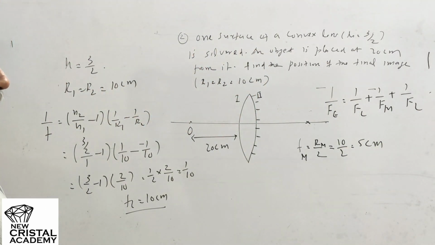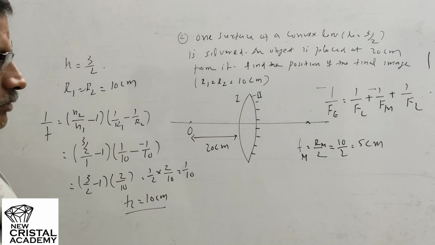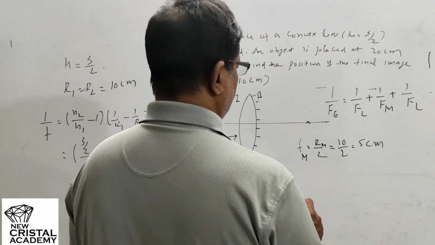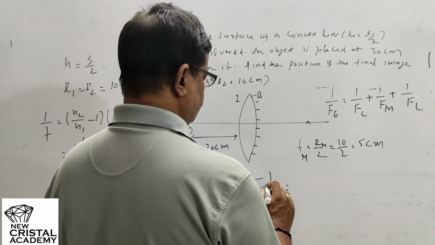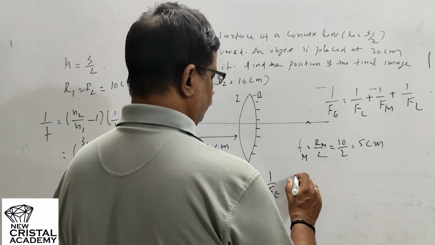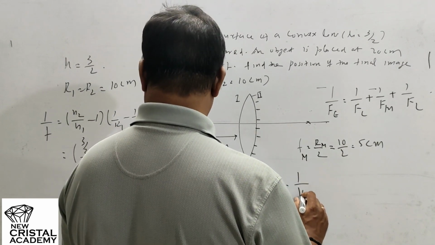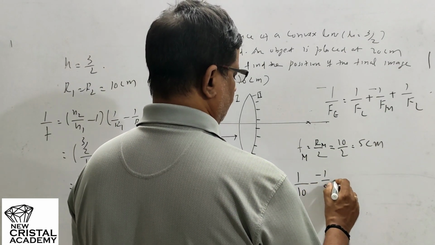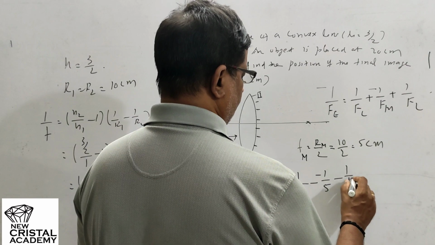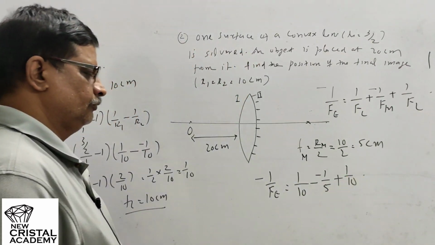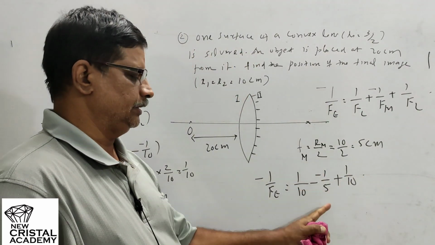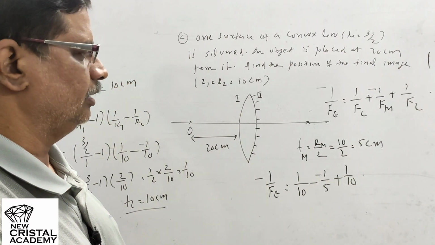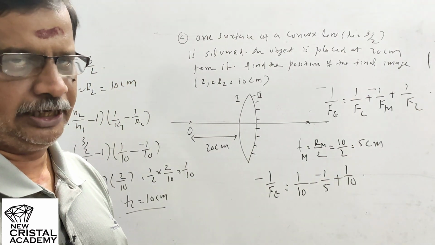So let us now substitute the values here. So what we get will be minus 1 by Fe equal to 1 by 10 minus 1 by 5 minus 1 plus 1 by 10. Why minus? Because you have a concave mirror and the focal length of the concave mirror is negative.